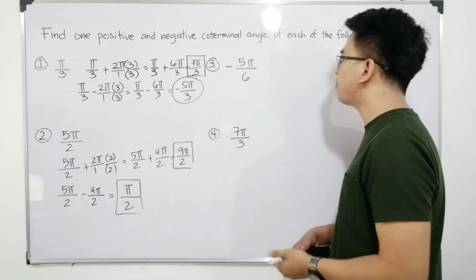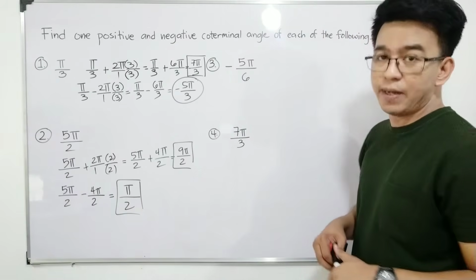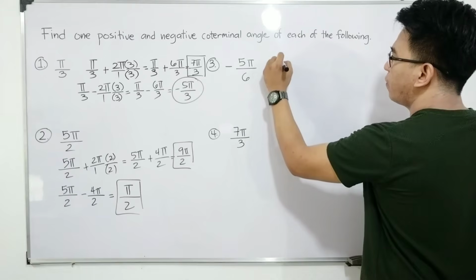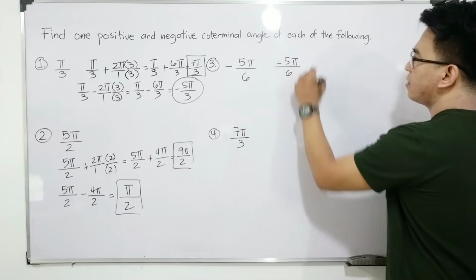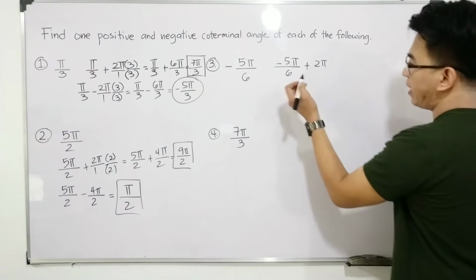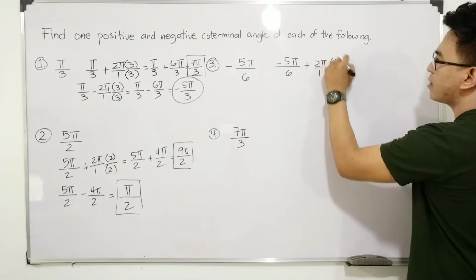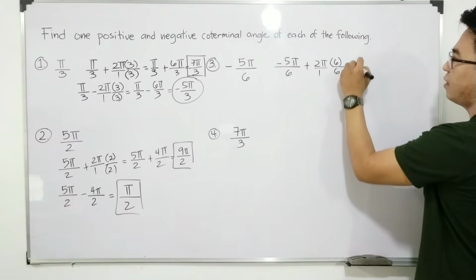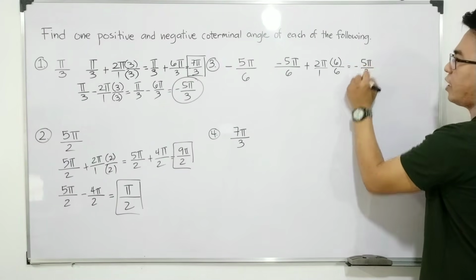Let's continue with item number 3. Kung mapansin nyo negative, di ba? We have negative 5 pi over 6. Possible yan. So para mas mabilis tayo, let's start. We have negative 5 pi over 6. And add tayo ng 2 pi. Para maging proper, maging similar sila, we will multiply 2 pi by 6 over 6. And this will give us negative 5 pi over 3.